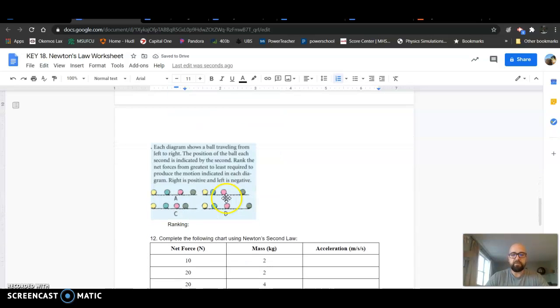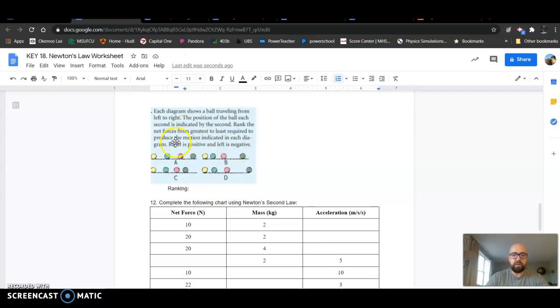Number 12, so I've got these balls traveling to the right, and it shows their position each second. So I want to rank them on the net force that causes this motion. What we know from Newton's second law is that net force causes acceleration. So the more acceleration, the higher the net force. I can see that B and D are both accelerating positively, but D has moved a little bit more per second. So D would have a greater acceleration than B.